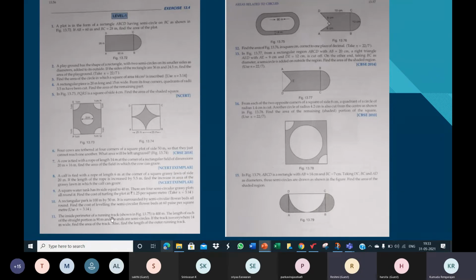The inside perimeter of a running track is 400 meters. The length of each of the straight portions is 90 meters and the ends are semicircles. If the track everywhere is 14 meters wide, find the area of the track and the length of the outer running track.